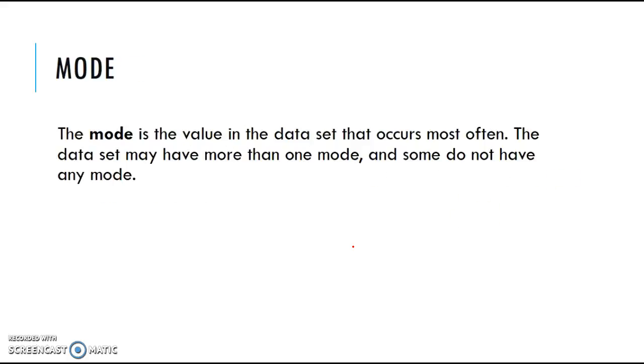The mode is the number that occurs most often. Some data sets have more than one mode. Some data sets do not have any mode at all. You can have bimodal or even trimodal sets of modes in a set of data.